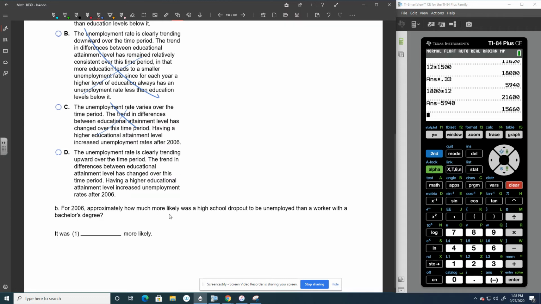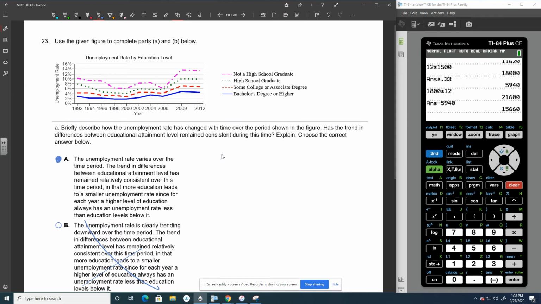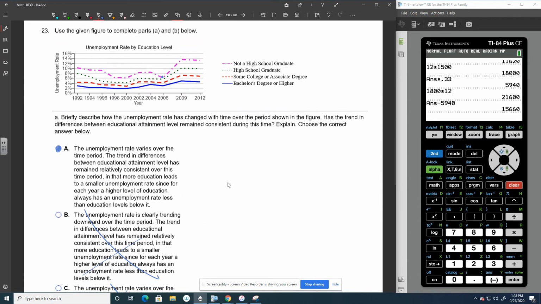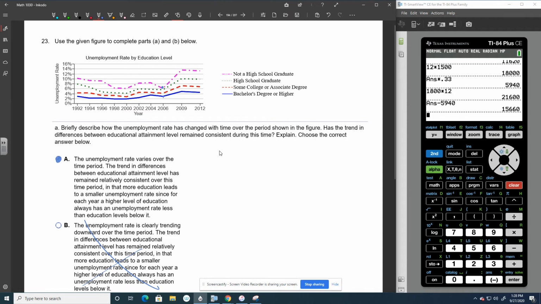B, for 2006, approximately how much more likely was a high school dropout to be unemployed than a worker with a bachelor's degree? So in 2006, we're comparing high school dropout with bachelor's. So 2006 is right here. High school dropout is the pink. So we're looking right there. And what was it? Bachelor's? Is that what we're comparing? Bachelor's is the blue one right here. So bachelor's looks like it's at about 3%, and not graduating looks like it's at about 6, maybe a little bit bigger.